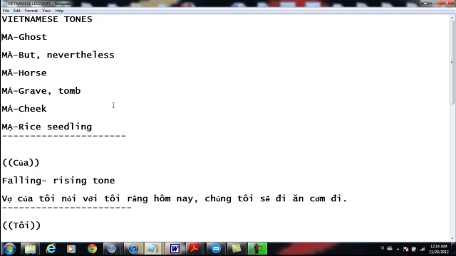So, let's begin with the first word here. We have ma. Let me read through the tones first. So we have ma, ma, ma, ma, ma, ma. Again, ma, ma, ma, ma, ma, ma. All right. So the first one, ma, means ghost. And if you have experience with Mandarin, you notice that ma sounds like the first tone. It's basically the first tone. That's all it is.